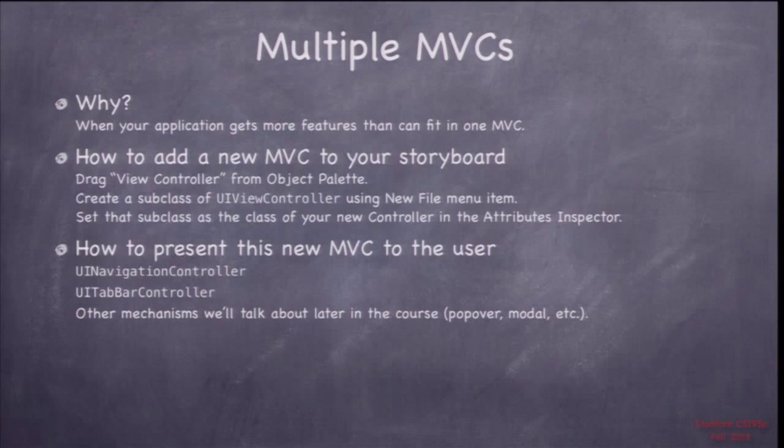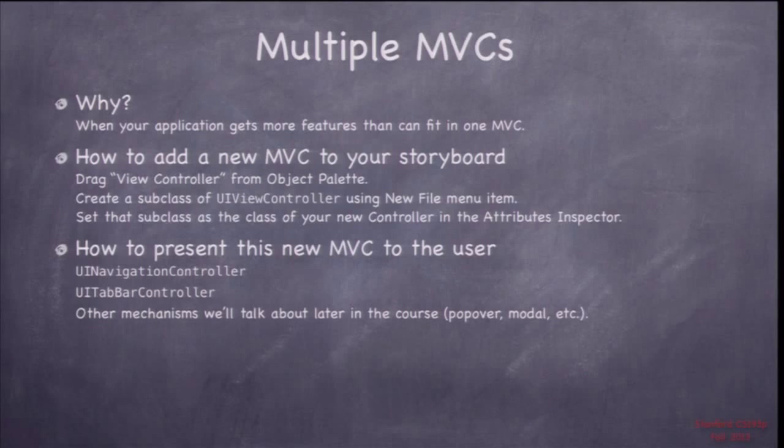Now, once you have an MVC added, you can put things in its view, buttons and labels and stuff, and you can hook up outlets and actions and all that stuff to create a second MVC, or a third or fourth or fifth. A large app might have 100 MVCs in it, okay, or more. So you got all these MVCs. How do you present them to the user?